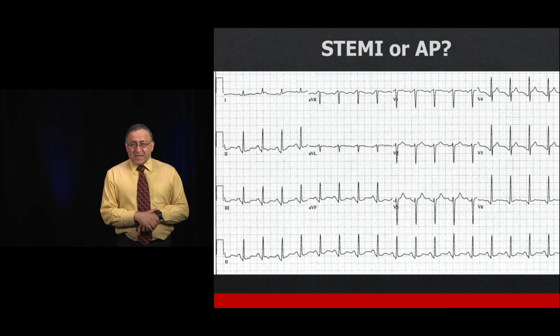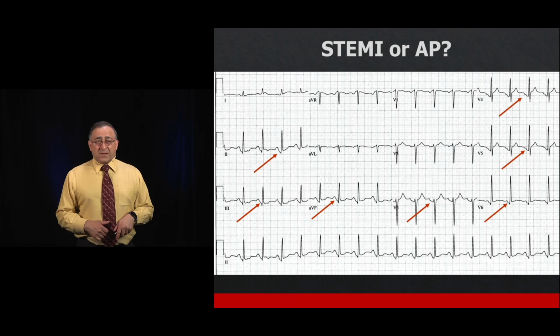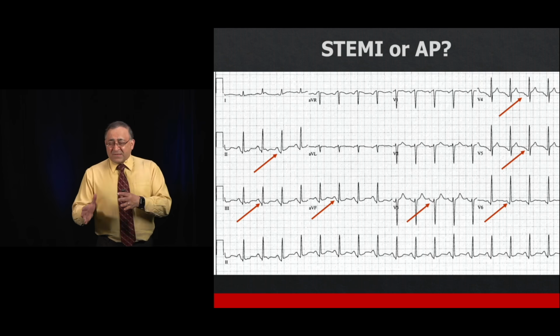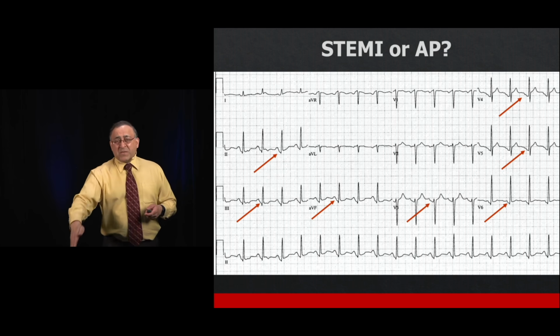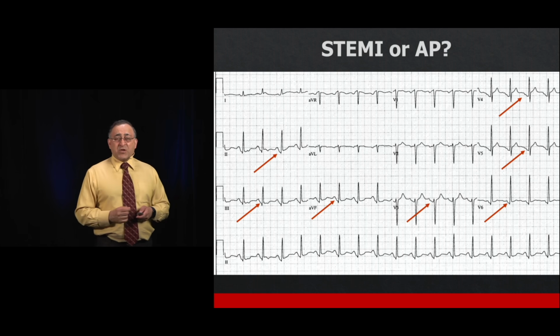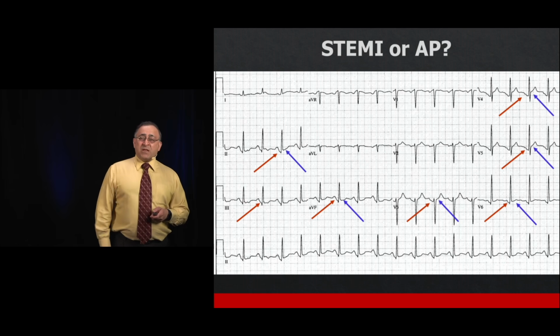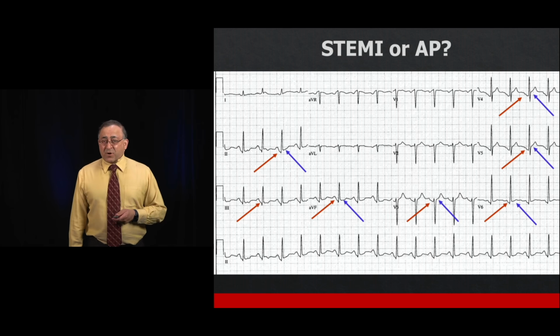Now, looking at this EKG, I think this is a fantastic example of acute pericarditis. And I'm describing all these things to the resident I'm working with. The red arrows are pointing at this beautiful PR segment depression. I could not draw a better PR segment depression. And we've also got ST elevation in multiple leads, limb leads, and precordial leads. So this is classic acute pericarditis.